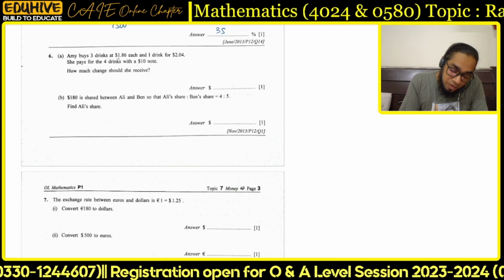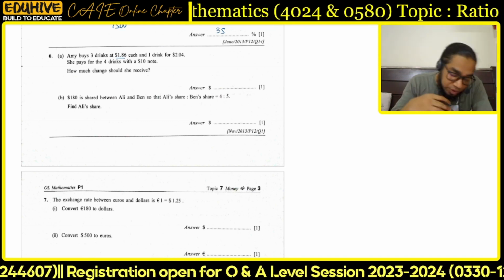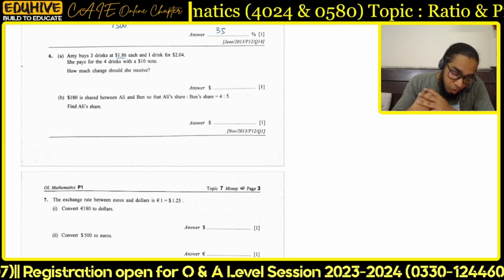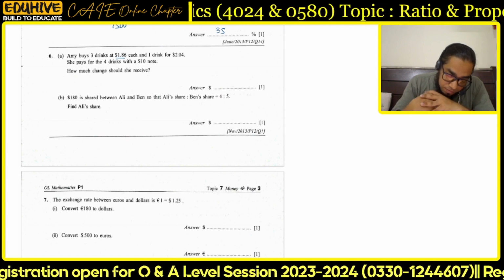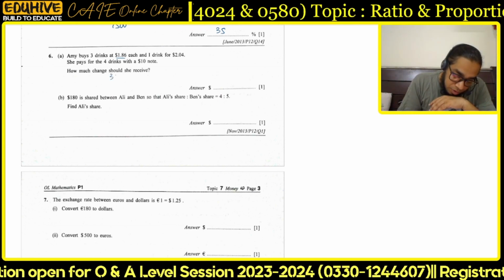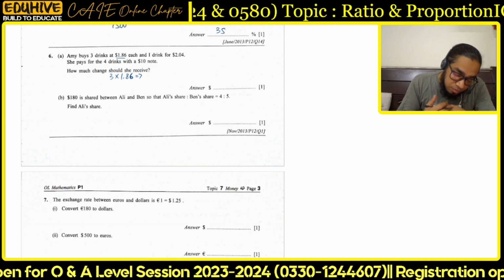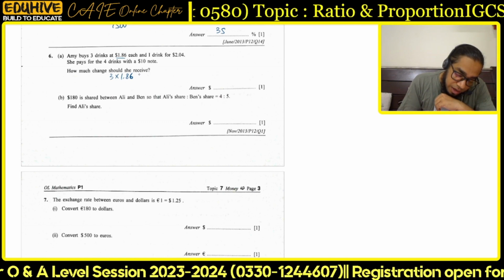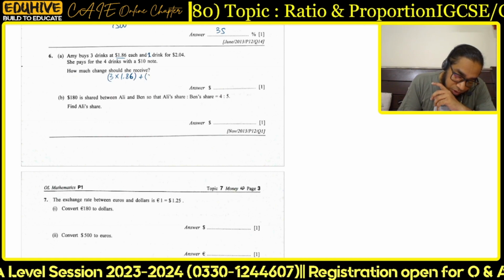Amy buys three drinks at 1.86 each, and one drink for 2.04. She pays for the four drinks with a $10 note. How much change would she receive? Okay, let me check. So 3 is going to multiply with 1.86. I was just reading that is one drink. So it's going to be 2.04.